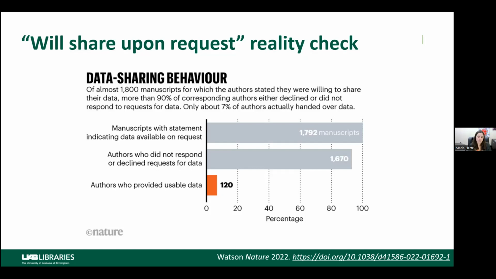So this is an article from Nature a couple of months ago, and the authors requested data from 1,800 or so manuscripts where the authors said they were going to share. But what you can see here is that of this number of manuscripts, almost all of them either did not respond or they declined the request for data. And then only 120, which is 7% of the authors, actually handed over their data.